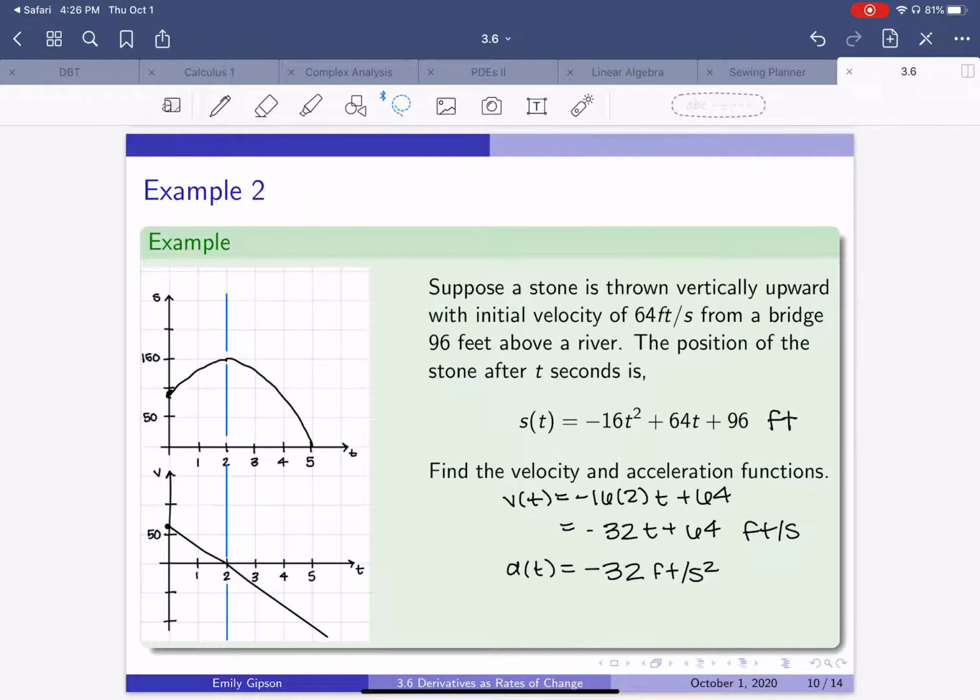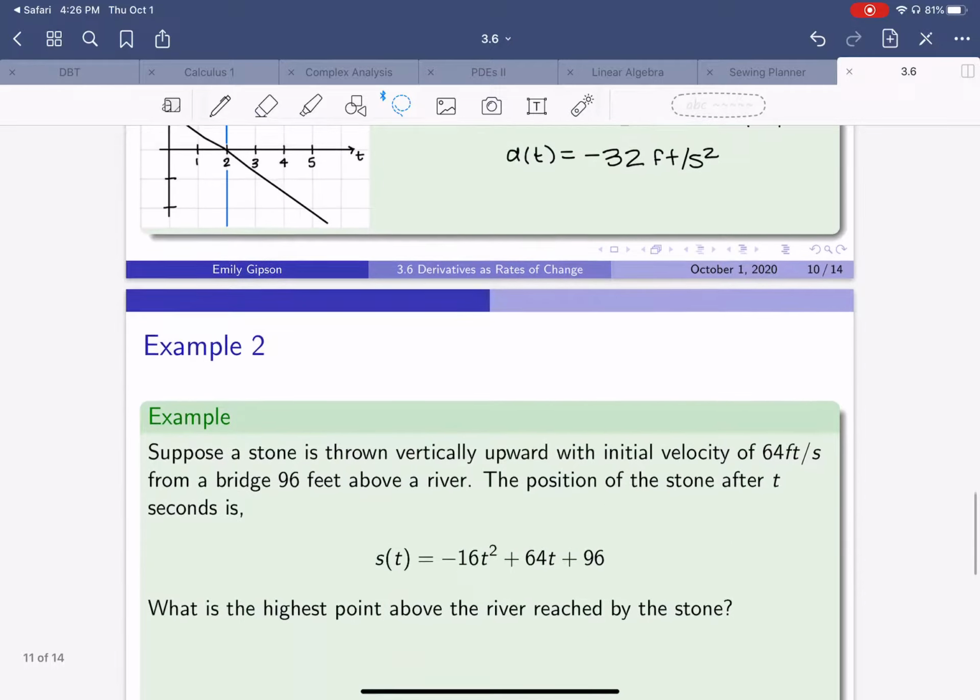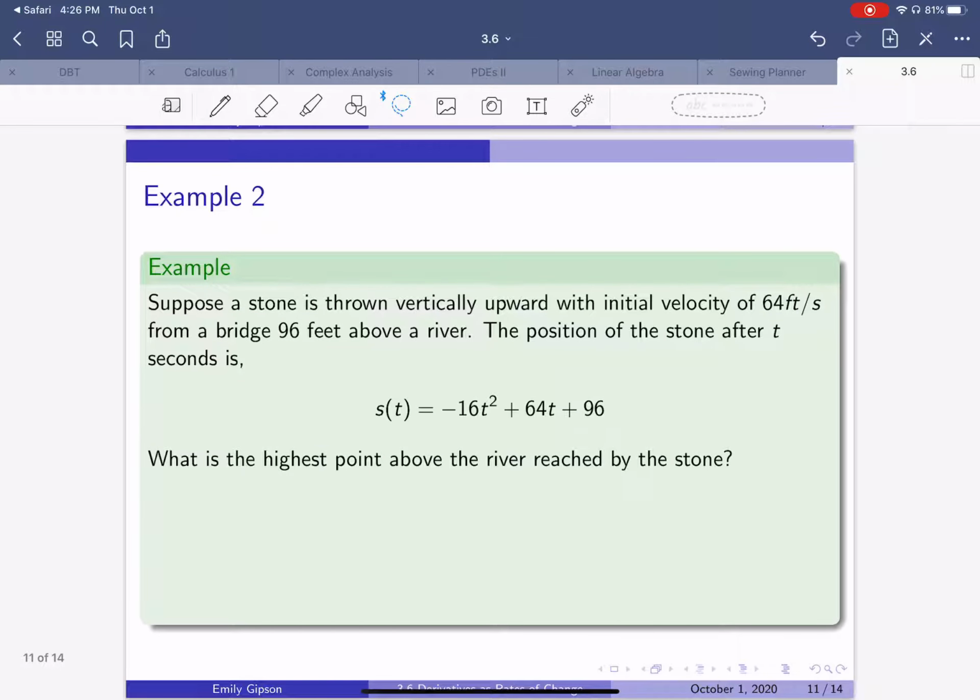Let's move on to the next section. What is the highest point above the river that is reached by the stone? And we know that this happens when velocity equals 0. So let's solve for t.